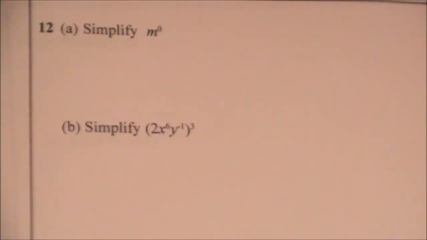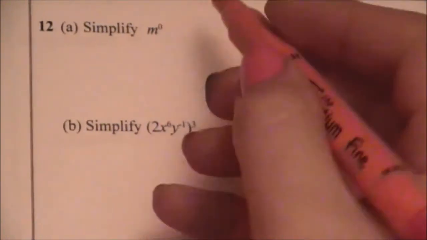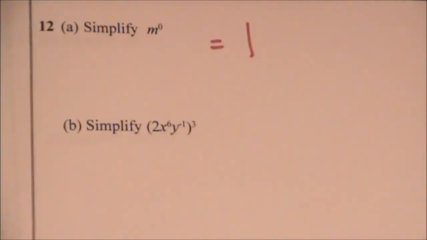Question 12. You should see this question and celebrate if it comes up in your paper. Simplify m to the power of 0. Now, anything to the power of 0 equals 1. It's a 1 mark question. It's a 1 mark answer. Okay? The answer is just 1. You need to learn that. It's a recall thing.